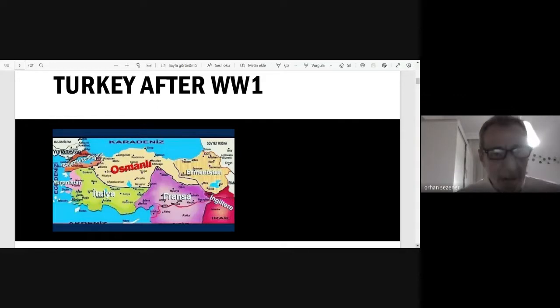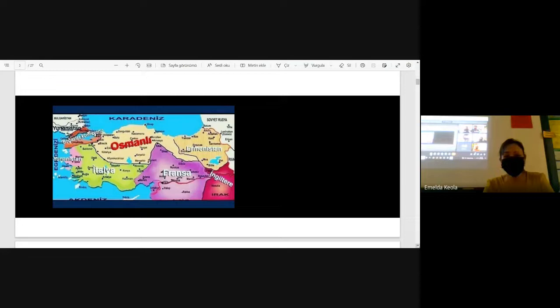Do you see another map, Turkey after the First War? Yes, we see it. Okay. I'm sorry, this isn't Turkish, but Osmanlı. You see Osmanlı, the very light pink colored region, shows the area left to the Ottoman Empire by the winners of the First War.